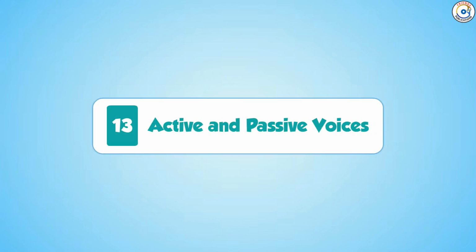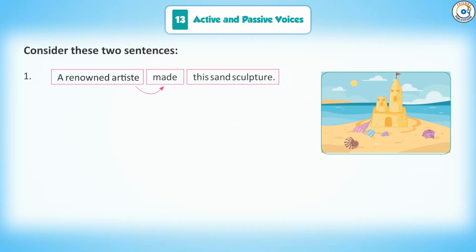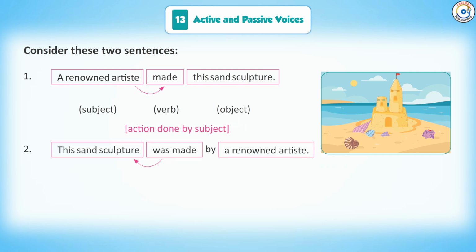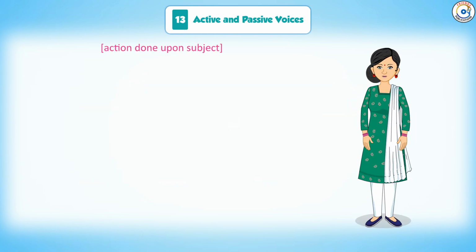Chapter 13. Active and passive voices. Consider these two sentences. 1. A renowned artist made this sand sculpture. Subject, verb, object. Action done by subject. 2. This sand sculpture was made by a renowned artist. Subject, verb, object. Action done upon subject.